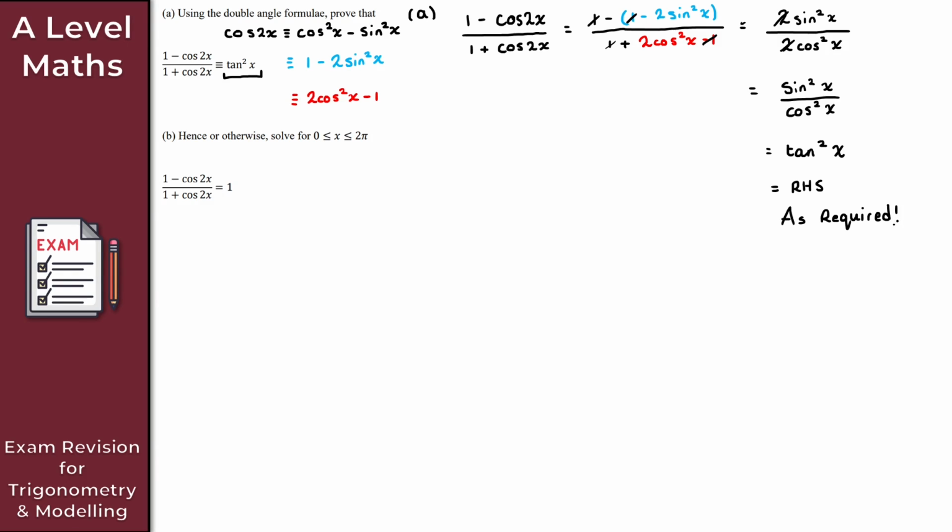So as required, and that gives us the solution to part A. So now for the second part of this question here, it says hence or otherwise solve for x between 0 and 2 pi the following equation here.